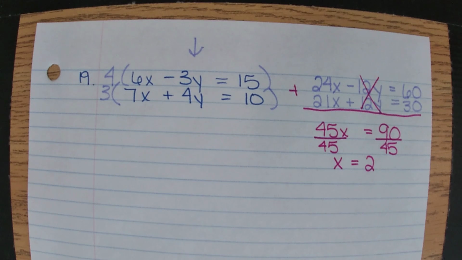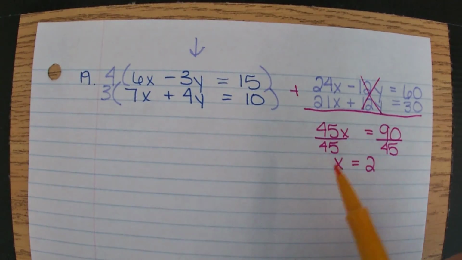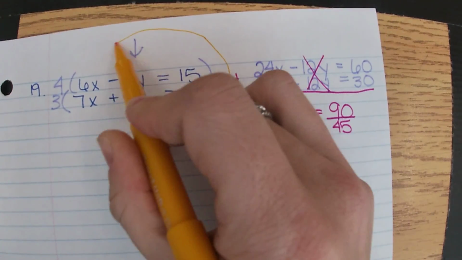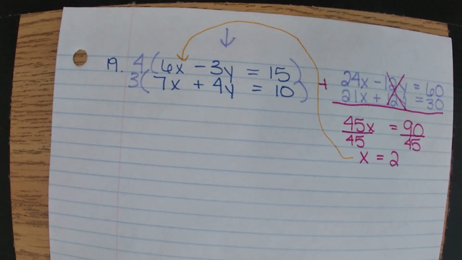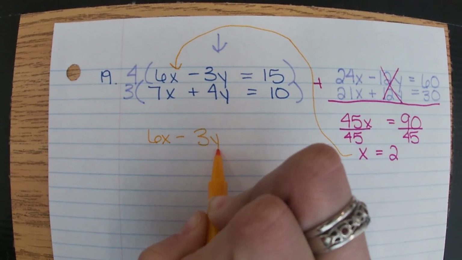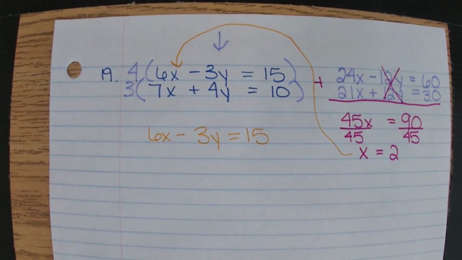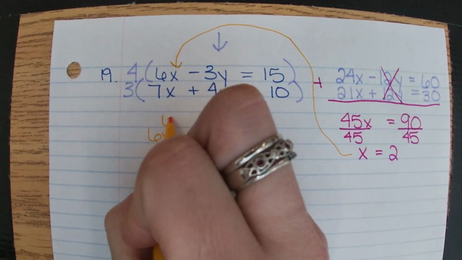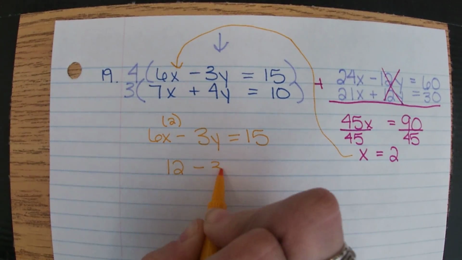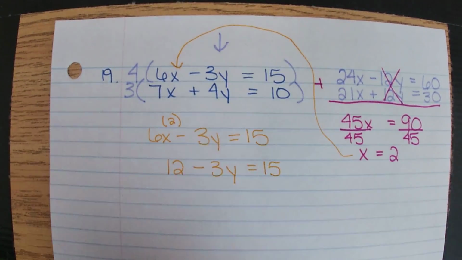Okay, I need to find my y value. So I need to take that and plug that back in. I'm going to plug this 2 back into, let's see, I think I'm going to go with the top equation over here. I need to plug it in for x. So I did have an equation that said 6x minus 3y equals 15, but now I'm substituting that 2 in for x. So now I have 12 minus 3y equals 15.